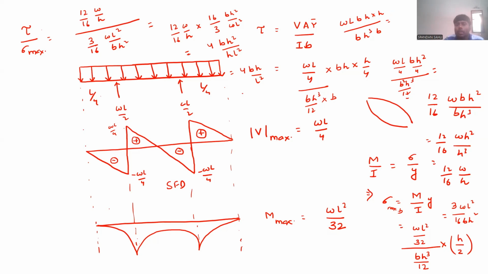So H square upon H cube will become 1 by H. So W L into H, H is H. W L 1 by B will get cancelled out. So H cube 1 by B will get cancelled out. So W L upon B H, and this will be 12 by 16.